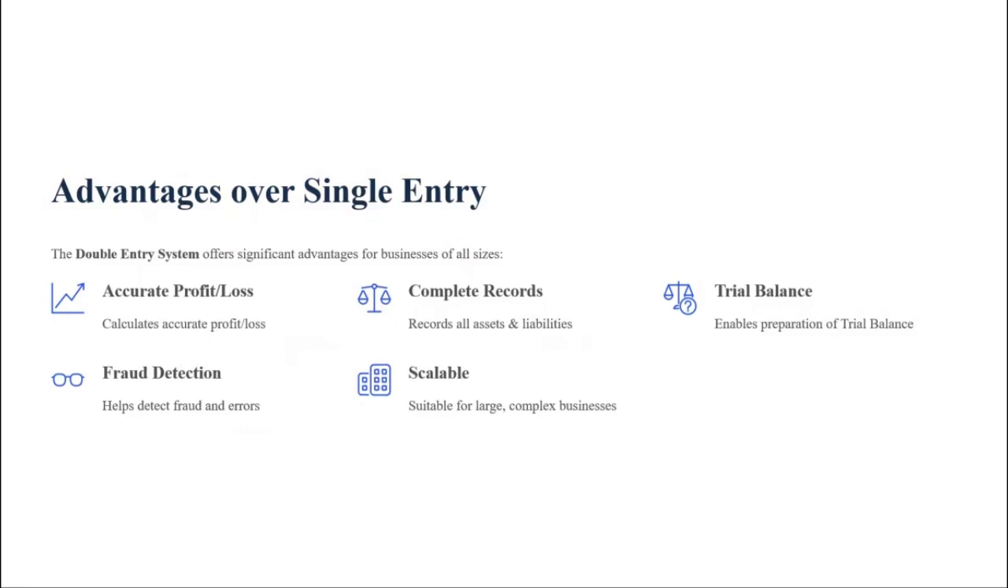The double entry system offers several distinct advantages. First, it allows for the accurate calculation of profit and loss. Second, it includes all assets and liabilities, providing a full picture of the firm's financial health. Third, it enables the preparation of a trial balance to check arithmetical accuracy. Finally, it makes the detection of fraud and errors much easier. In short, it provides a reliable record that management can use to make informed, data driven decisions.